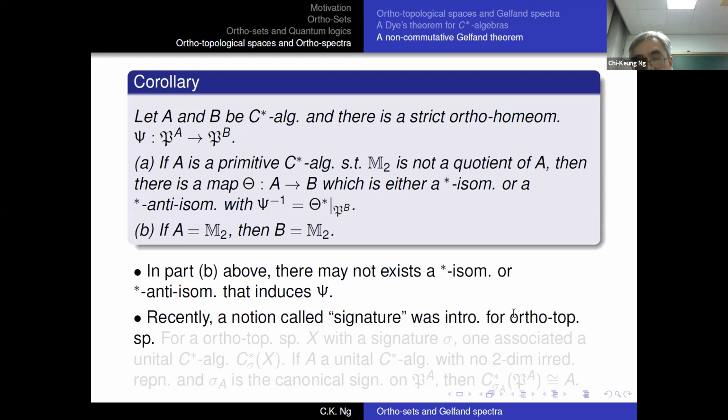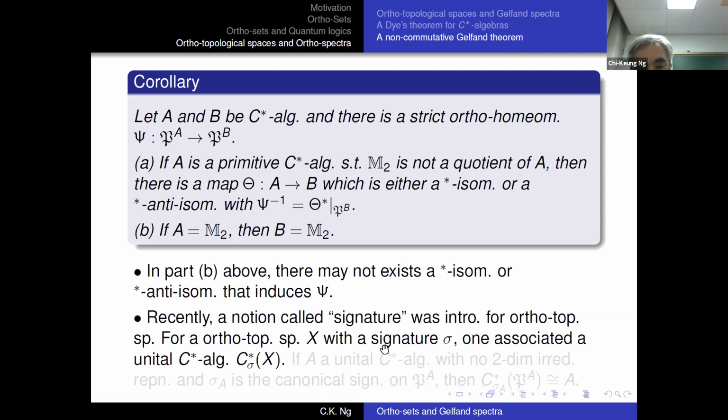And for irreducible representations, we can take two different kinds of equivalence class. One is the real unitary equivalence class, and the other one is the complex unitary equivalence class. There is a natural map from the complex unitary equivalence classes to the real unitary equivalence classes. A transversal of that will be called a signature. For a topological space with a signature, we can actually define a C*-algebra from that.